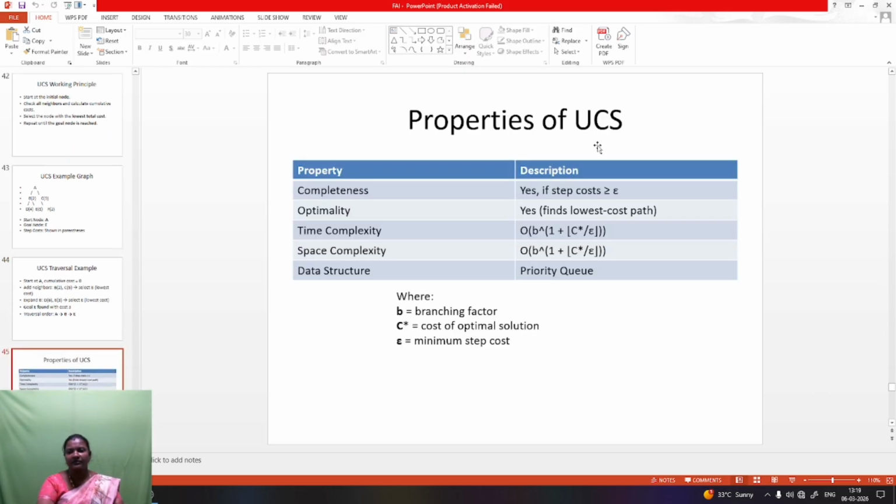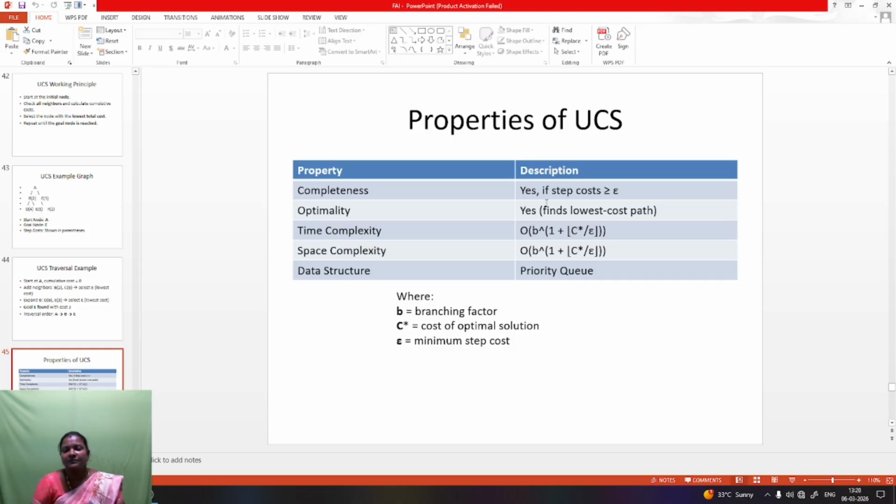The properties of the uniform cost search algorithm. Completeness: yes, if step cost is greater than or equal to lambda, it provides a complete solution. If the step cost is greater than or equal to lambda, this algorithm works in a complete way. Otherwise it may not provide a complete solution. Optimality: yes, it finds the lowest cost path solution. So we can call this an optimal solution.